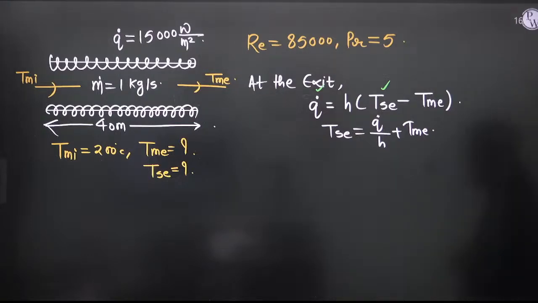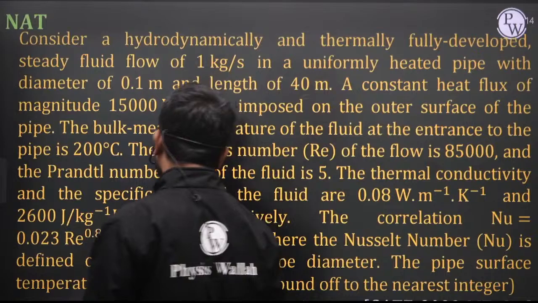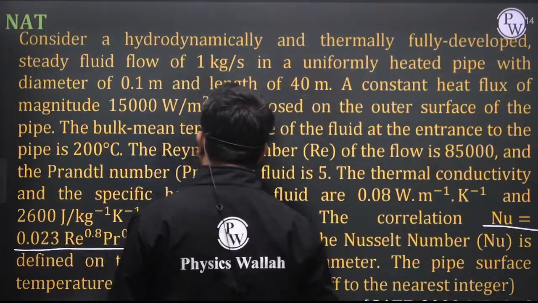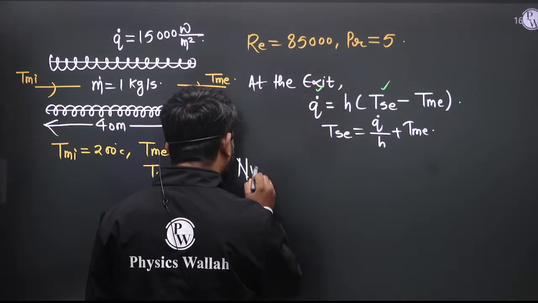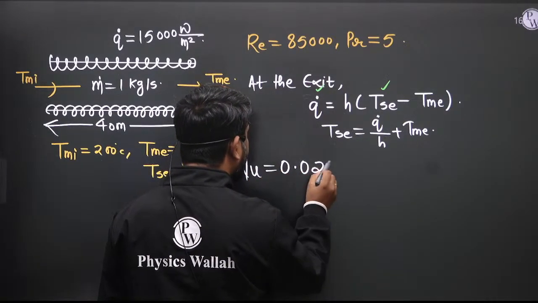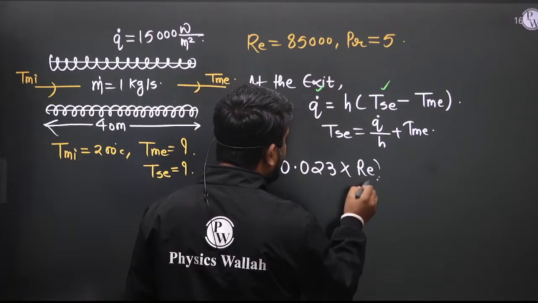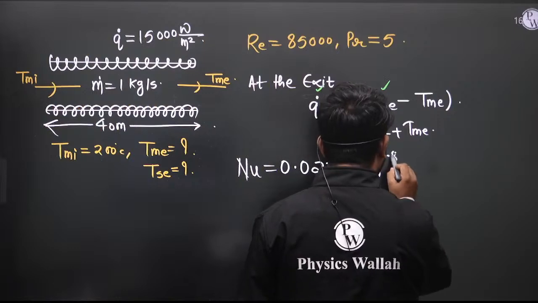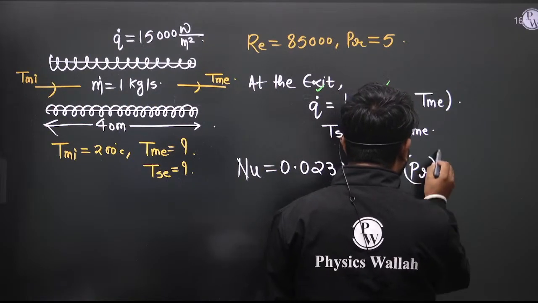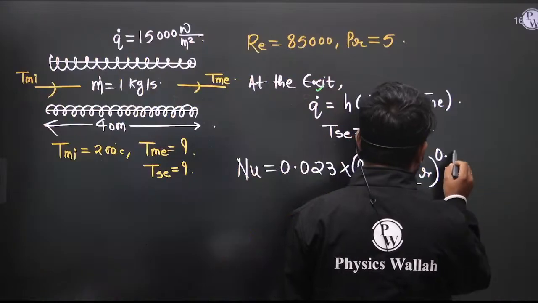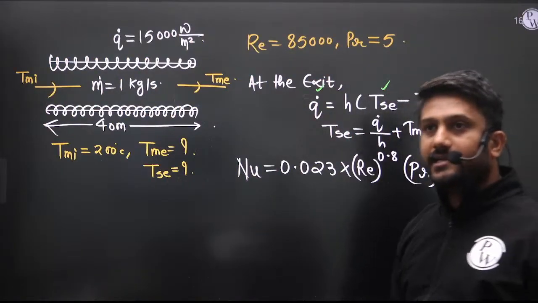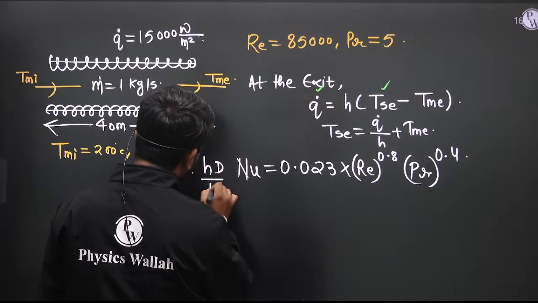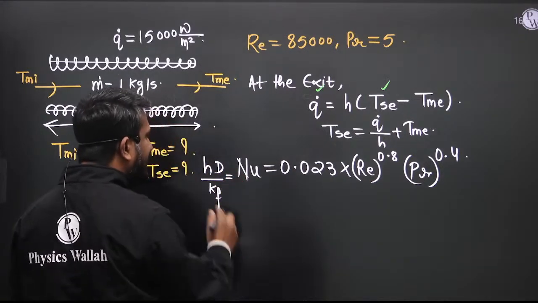For calculation of H, the Nusselt number relation is mentioned, and that is Nusselt number equals 0.023 into Reynolds number to the power 0.8, and Prandtl number to the power 0.4. This is the Nusselt number relation. And Nusselt number we can write as H d by Kf. So from this relation we can calculate H.